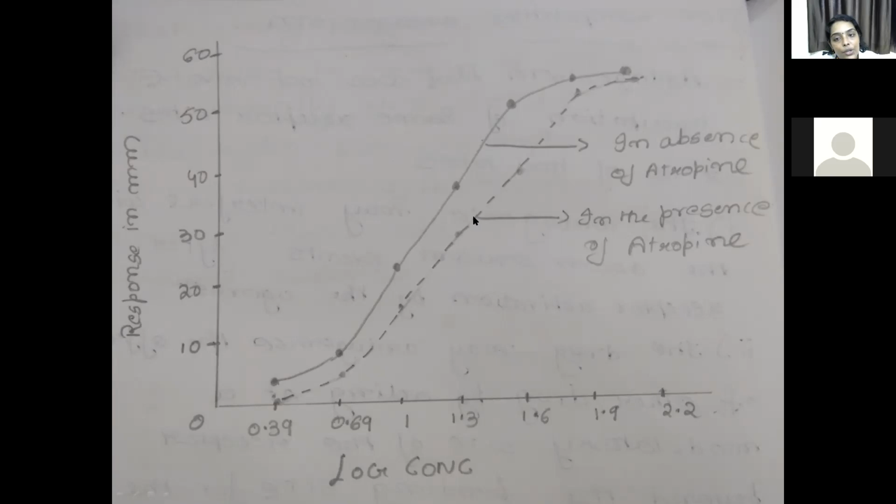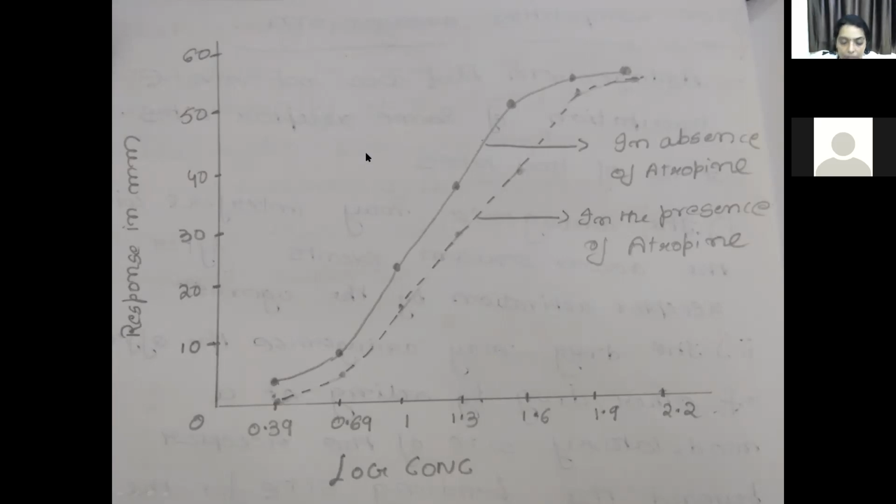If someone asks you why there is a parallel rightward shift in the DRC, you say that because we've given a competitive antagonist like atropine, we need to give an increased concentration of ACH to produce the same maximal response. That is why we see a parallel rightward shift of the log dose response curve. So this is about the log dose response curve.